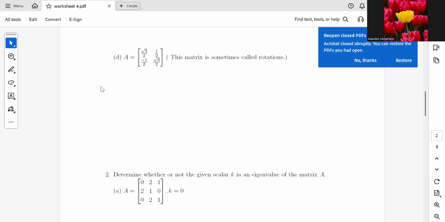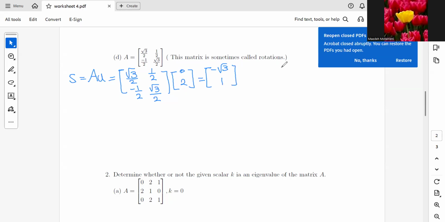Okay, so let's say we're going to multiply A and u, and for this one, we can say that it's something like s. So it will be the matrix square root of 3 over 2, negative 1 over 2, 1 over 2, square root of 3 over 2, times v, which is 0 and 2. And the answer will be negative square root of 3 and 1. Okay, let's keep this here.